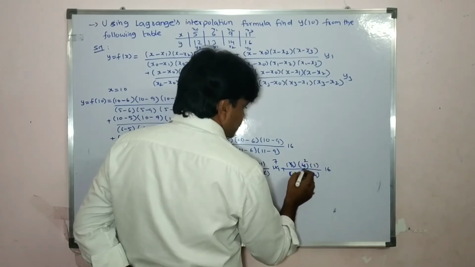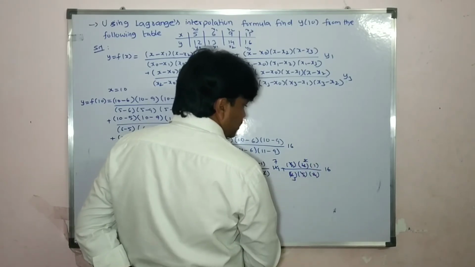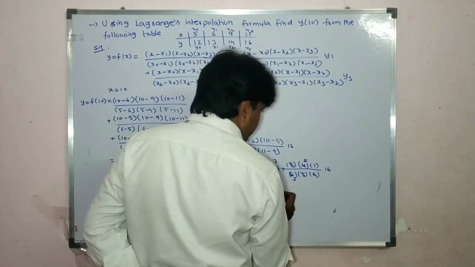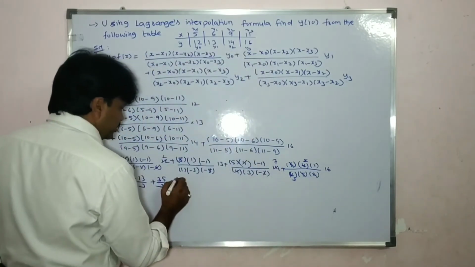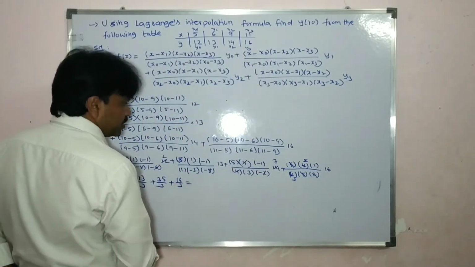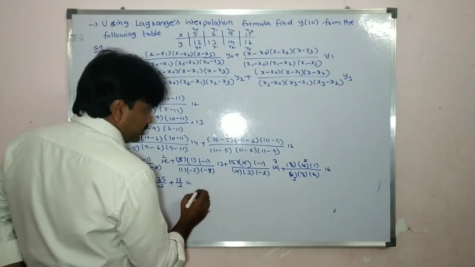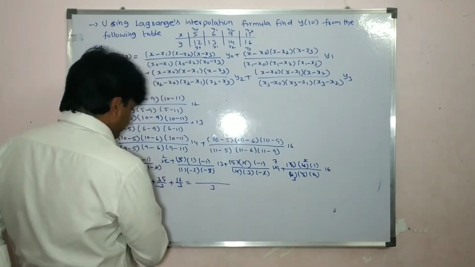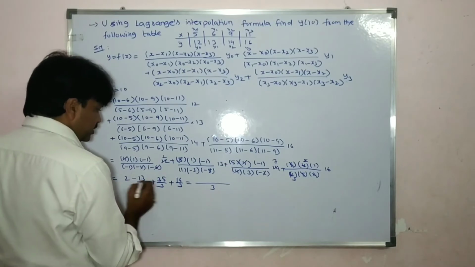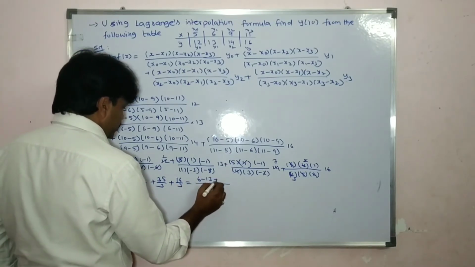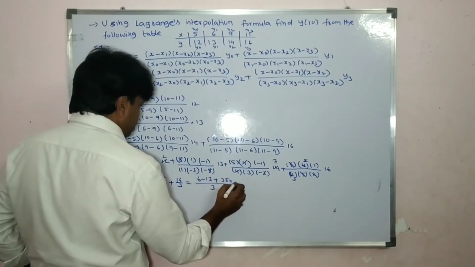2 times, 3 times. Okay. Finally we get 16 by 3. So that is equal to, what is the LCM, students? 3. So we get 6 minus 13 plus 35 plus 16.